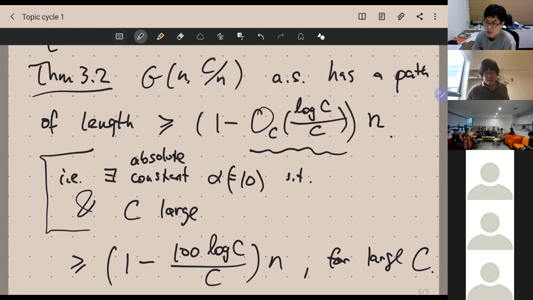Right. So tomorrow we will start the very famous Pósa rotation-extension technique, and we will improve both of the two results we saw today, the long path in the random graph and the long cycle in expander graphs. We will improve both of these.